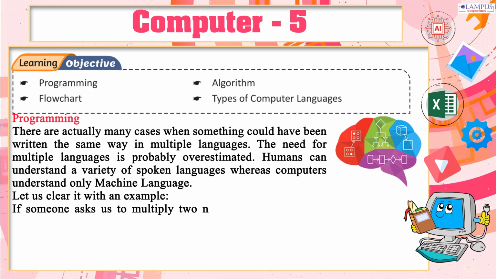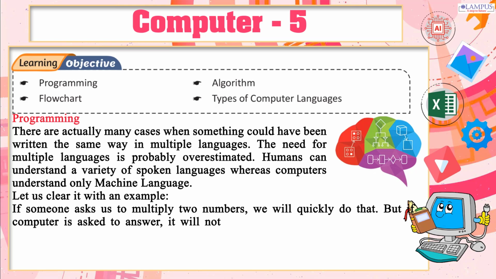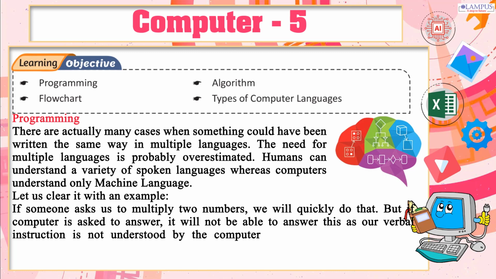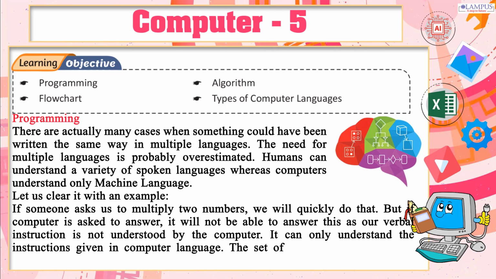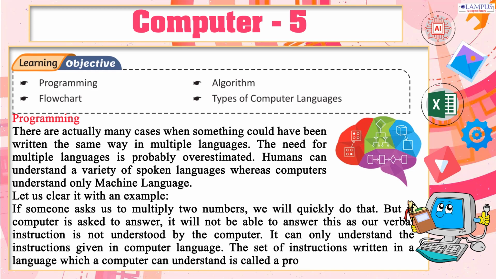If someone asks us to multiply two numbers, we will quickly do that. But if a computer is asked to answer, it will not be able to answer this, as our verbal instruction is not understood by the computer. It can only understand the instructions given in computer language. The set of instructions written in a language which a computer can understand is called a program.